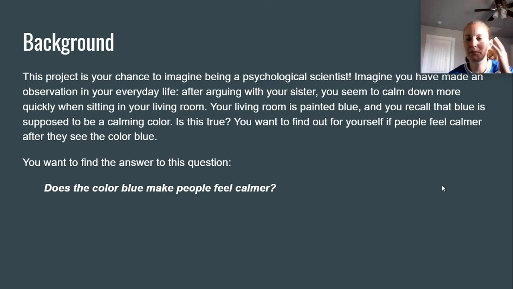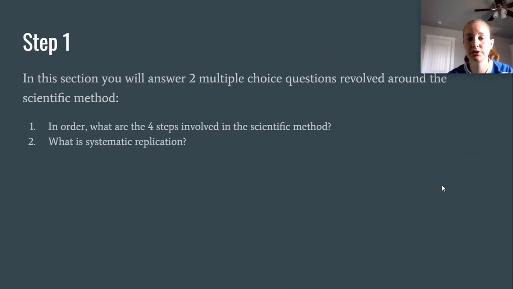So your project is all about thinking about the scientific method and whether there is a way to take that question, create an experiment, and see if the color blue actually makes people feel calmer. Here's what you're going to do. In the first step, you're going to answer two multiple choice questions revolved around the scientific method. This is super simple. It's going to come up like any workbook or checkpoint would. You're just going to click the answers.